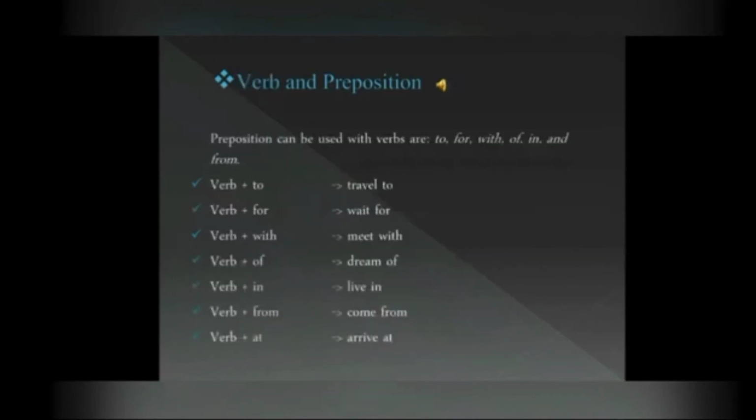Verb and preposition. Prepositions that can be used with verbs are to, for, with, of, in, and from. The first is verb plus to. For example, travel to, and the sentence is I am traveling to England tomorrow. And next there is verb plus for. For example, wait for, and the sentence is I'm waiting for the bus.